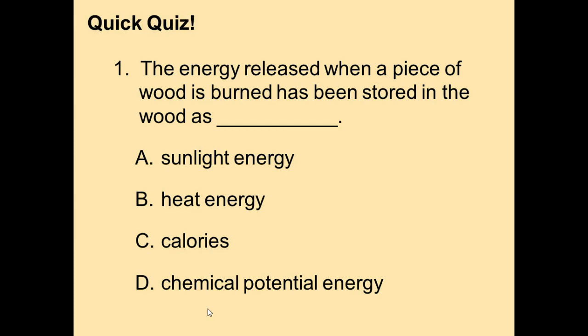And here's a quick quiz to see what you learned. The energy released when a piece of wood is burned has been stored in the wood as A, sunlight energy, B, heat energy, C, calories, or D, chemical potential energy. So, remember how I talked about how wood has a lot of energy, and once we burn it, it releases heat. But once it's stored, just like a normal piece of wood, it's technically chemical potential energy, because you can think about it as potential energy is energy not used, it's just stored, and it's chemical because wood is a substance, so it's stored as the wood.